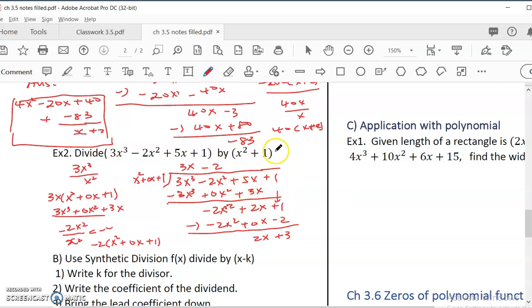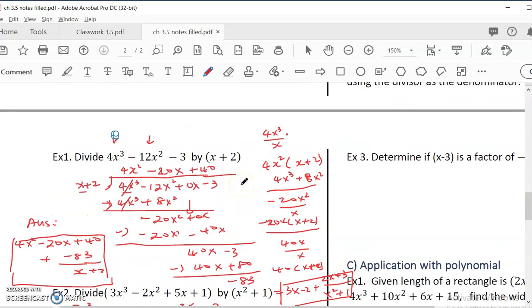So the answer would be 3x minus 2 plus, this is the remainder. The remainder would be written in a fraction form, 2x plus 3 over the divisor, x squared plus 1. So this is the answer.